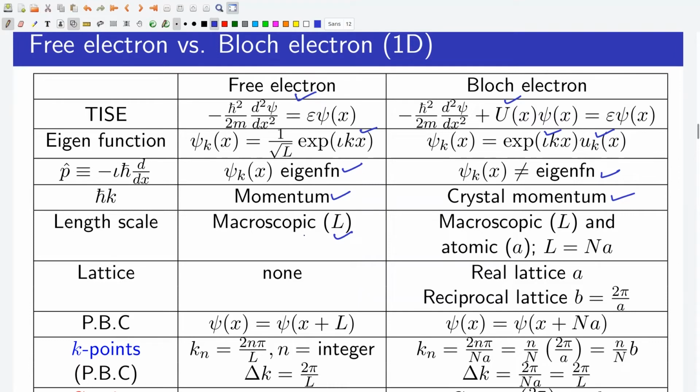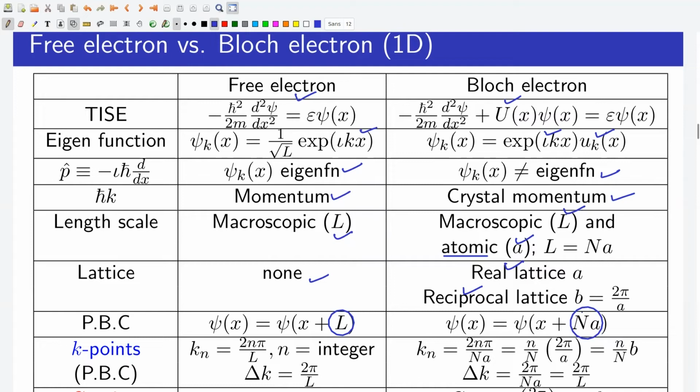However, in case of Bloch electrons, in addition to L, we also have to consider interatomic distance a, which is of the order of 1 angstrom, and this is an atomic length scale. In free electrons, we completely ignore the underlying lattice. However, in case of Bloch electrons, we deal with real as well as reciprocal lattice. Periodic boundary condition is similar in both the cases. In case of Bloch electrons, this L is replaced with n times a.